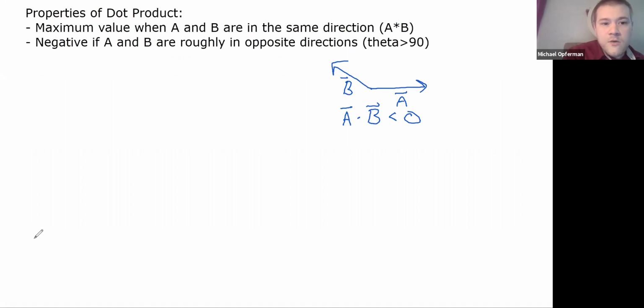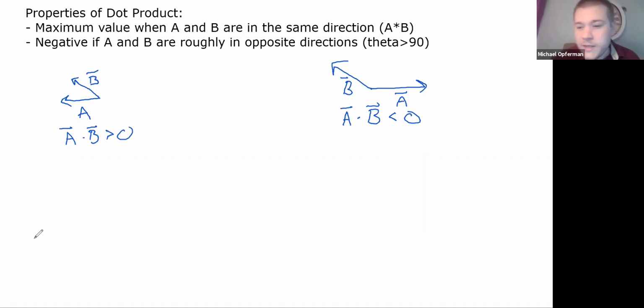Whereas, let's say you flip it around and change vector A. Say you have A and B like this, where they're close to being in the same direction. In this case, the dot product will be positive. So again, note that it's a measure of whether A and B are pointed in the same direction, conceptually.